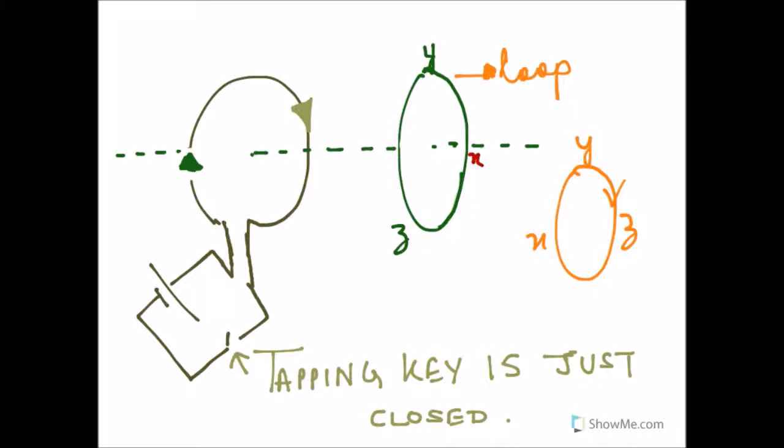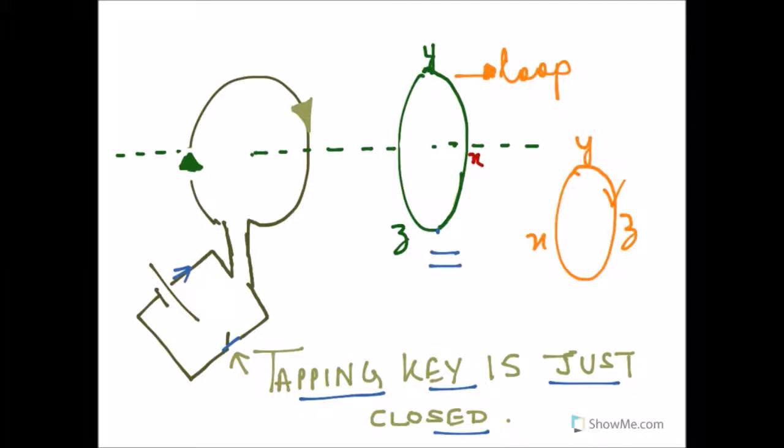We come to another question. Here we have a loop and a current carrying coil. This is the loop and this is the current carrying coil. So what happens once the tapping key is just closed? So we close the key. Current starts flowing in this direction from the positive side of the battery. We need to predict the direction of current in the loop.